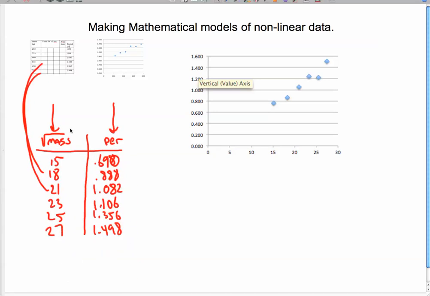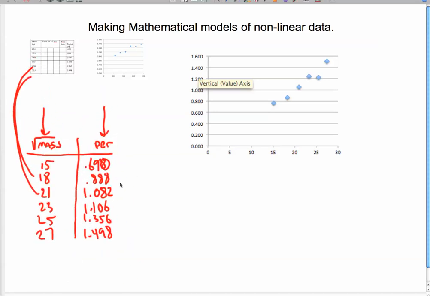So here's that data right here. And if we plot a graph of this, it looks like this. So this is really the square root of mass, and this is the period. And you can see from this graph that it's very linear. And so now we can go ahead and make a mathematical model.